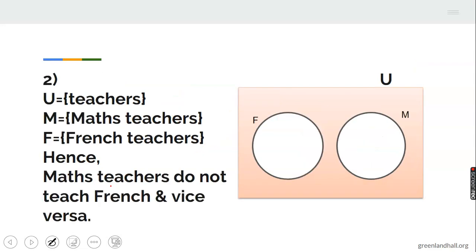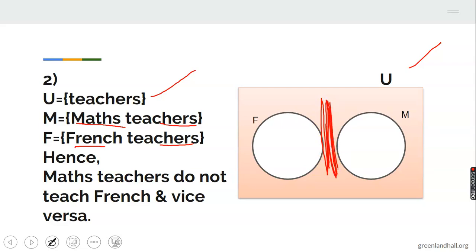Now, number 2, we have U, the universal set, teachers in a school. We have math teachers, M, and French teachers, F. Hence, from this Venn diagram, math teachers do not teach French, and likewise, French teachers do not teach mathematics, so they don't have anything in common. Nothing is common to them.